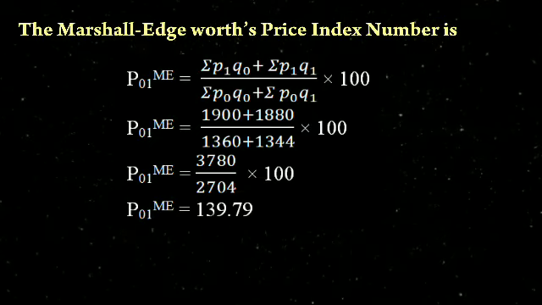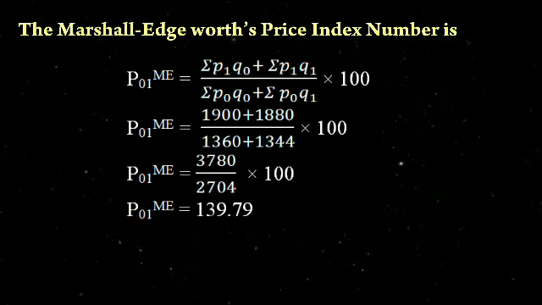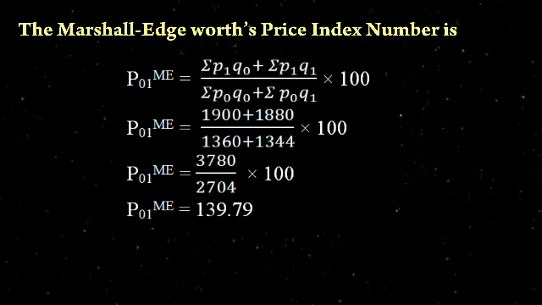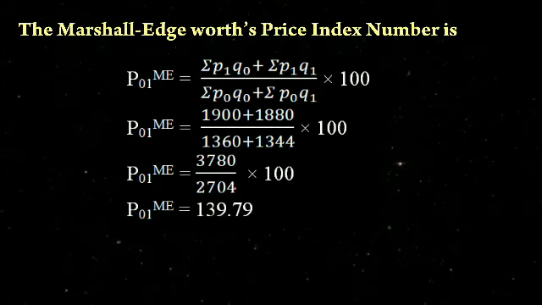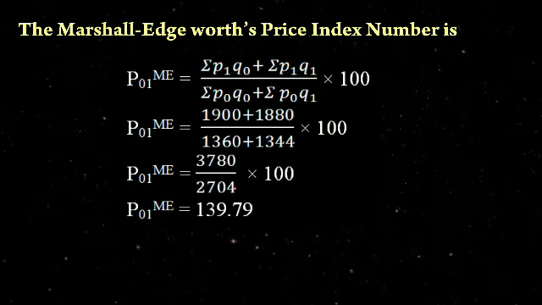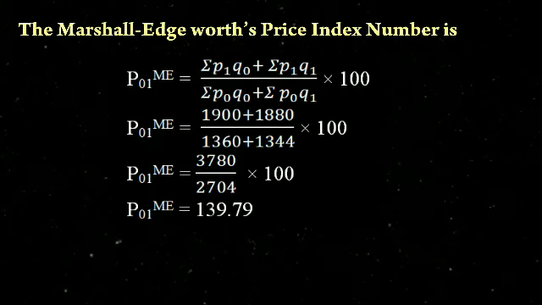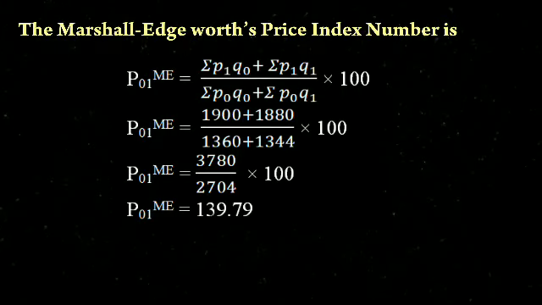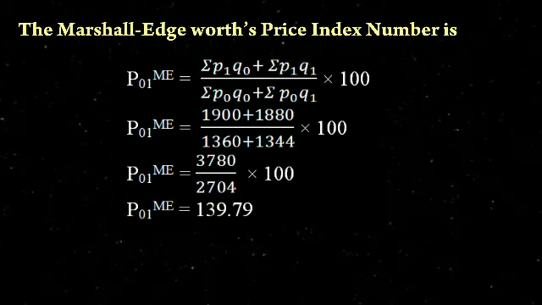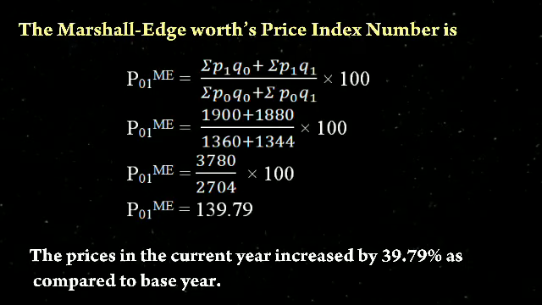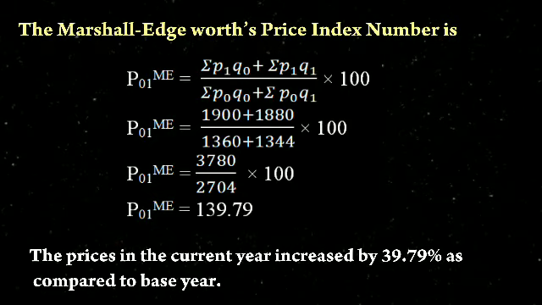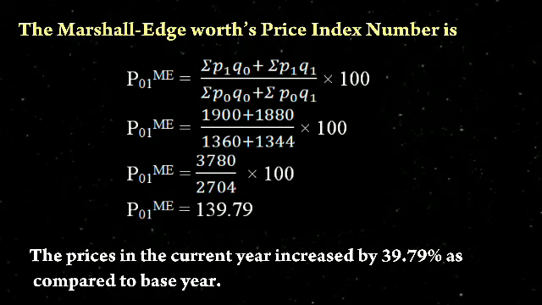That is equal to, Laspeyre numerator is 1900 plus Paasche's numerator is 1880. Substitute that, divided by denominator plus denominator 1360 plus 1344, and multiply the formula by 100. That is equal to 3780 divided by 2704, which is multiplied by 100. And the final answer is 139.79. Conclude about the data. The prices in the current year increased by 39.79% as compared to that of the base year.